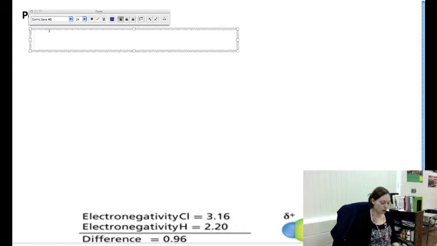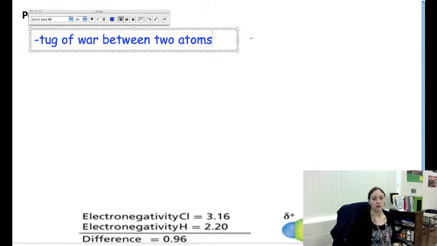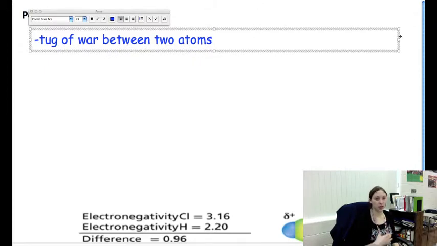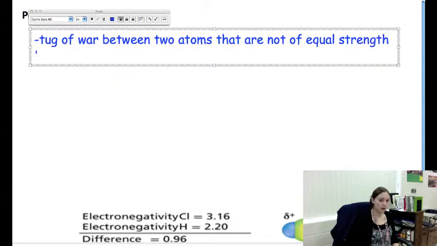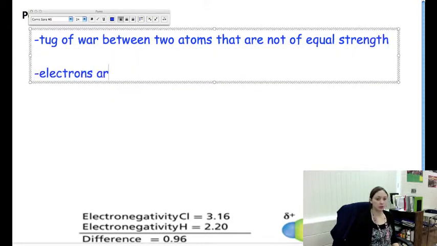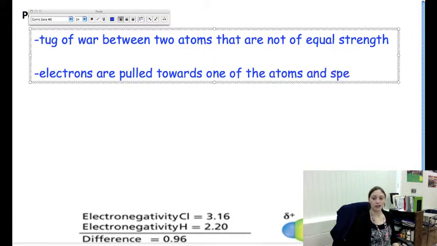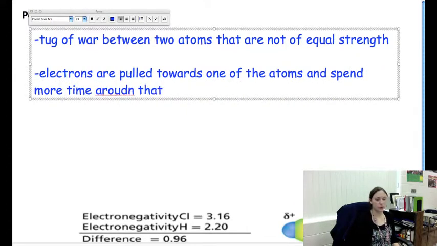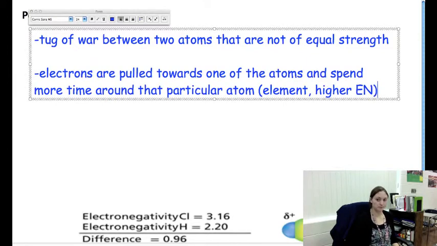Like I kind of got into before, this means it's a tug of war between two atoms. So two things are going to be bonded together and they're going to fight over who wants the electrons more. One of them always wins, because they are not of equal strength. They are not the same element. So what happens is the electrons are pulled toward one of the atoms and spend more time around that particular atom or element. And that is the one with the higher electronegativity. The electrons here are unequally shared. One of the atoms wants electrons more than the other.